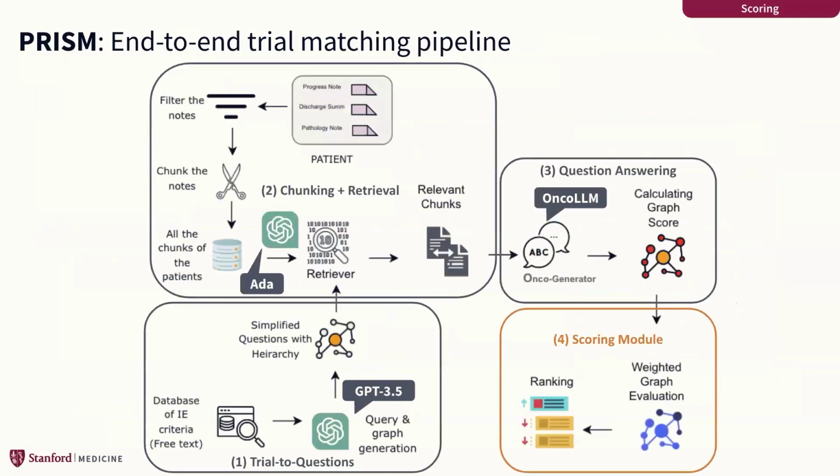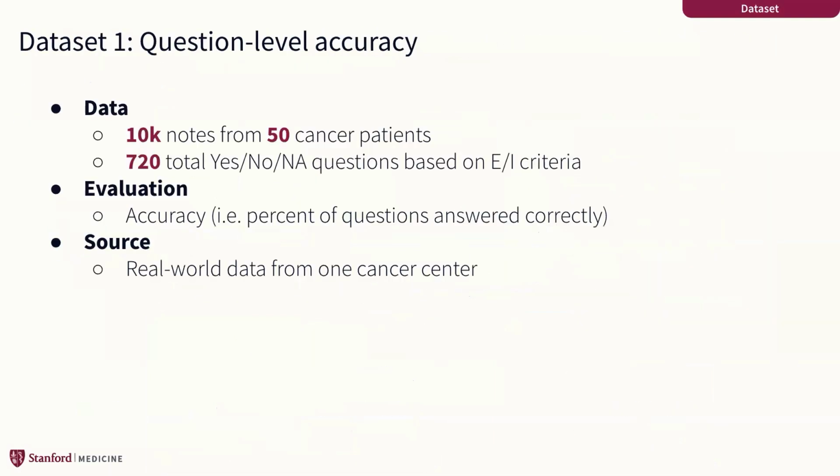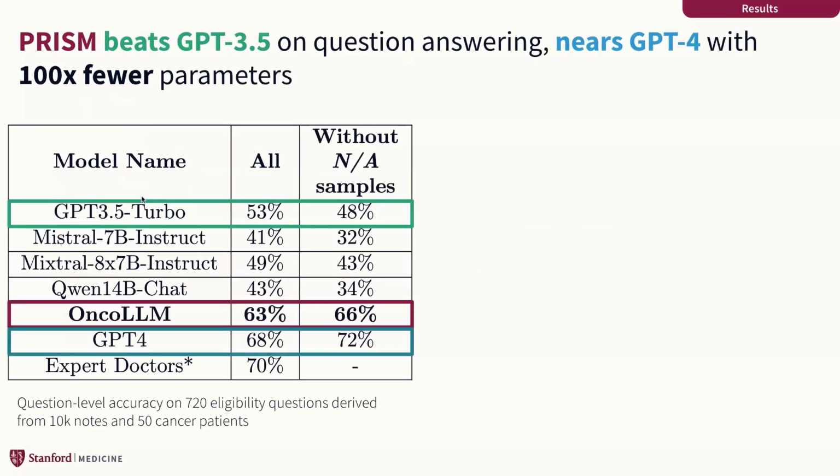Maybe I'll pause there if anyone has any questions about these 4 steps before I go into the results. Okay, cool. So the first thing they test is, can we answer the inclusion criteria, does the patient match, yes or no? Can we answer that question accurately? They take about 10,000 notes from 50 cancer patients. I think there are about 720 total yes, no, or NA questions, because sometimes you just don't know, so you have to output NA. They evaluate how accurate their model is, how many questions it can accurately answer. And so here are the results.